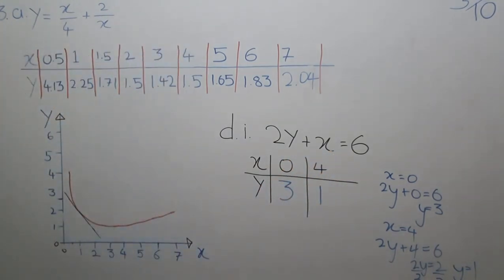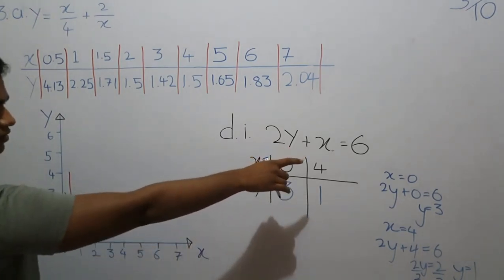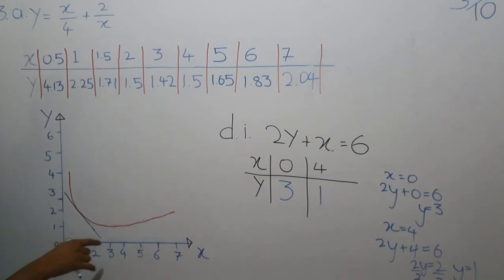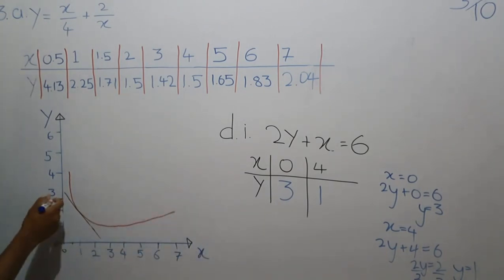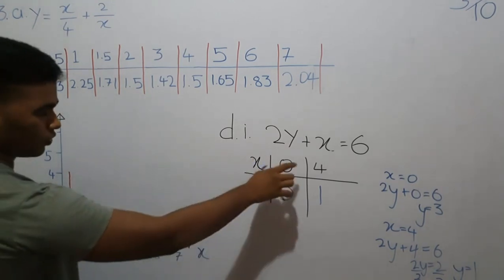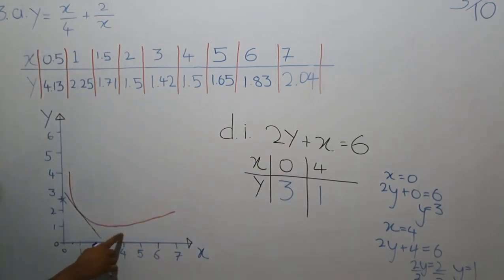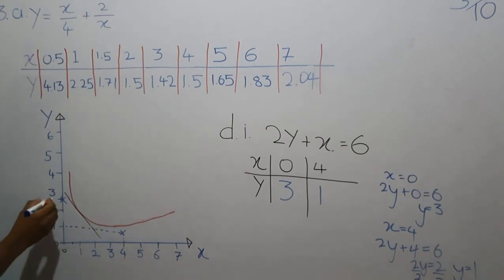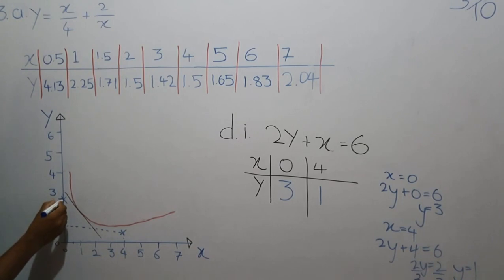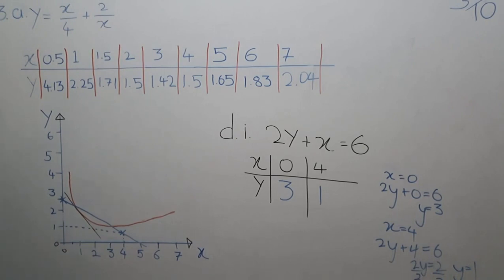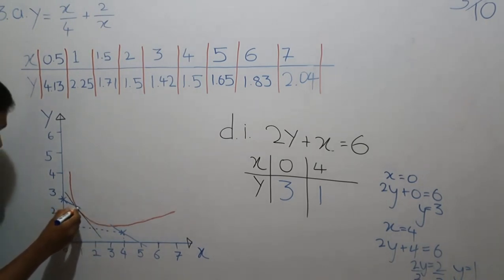Now you can plot it on the graph. When x equals 0, y is equal to 3, on the 2y plus x equals 6 line. When x equals 4, y is equal to 1. Now you can draw the graph. It's a straight line. Keep in mind it's a straight line. Make sure you use the ruler and draw a straight line. My line is not straight since I'm using freehand.